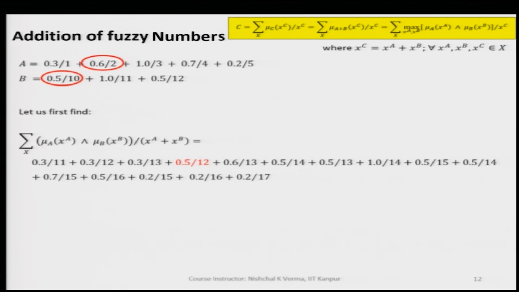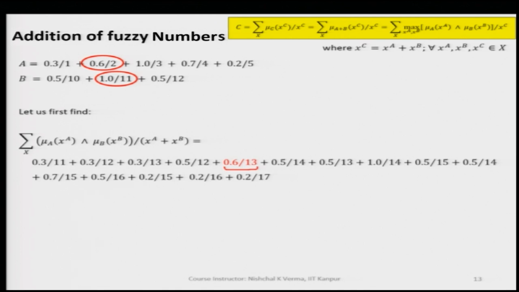0.5, and then the generic variable values, when we add, we will get 2 plus 10, and this is nothing but 12. So, 0.5 oblique 12 we are getting, and then here if we take this combination, that is 0.6 oblique 2 and 1 oblique 11, we are going to get the min value as 0.6 and the generic variable value here is 13. So, finally, this element is 0.6 oblique 13.